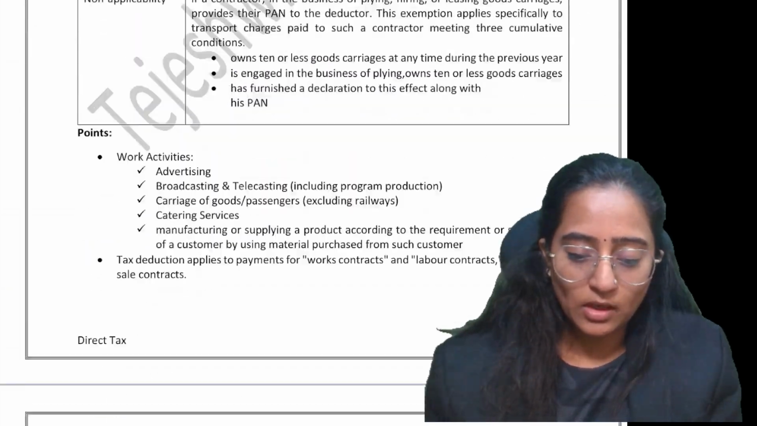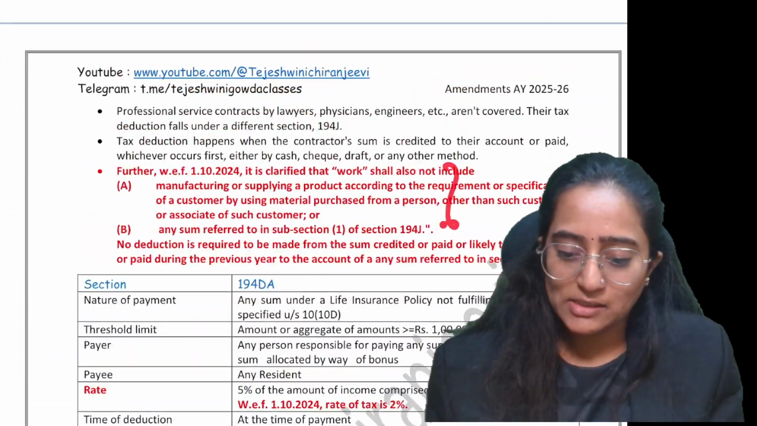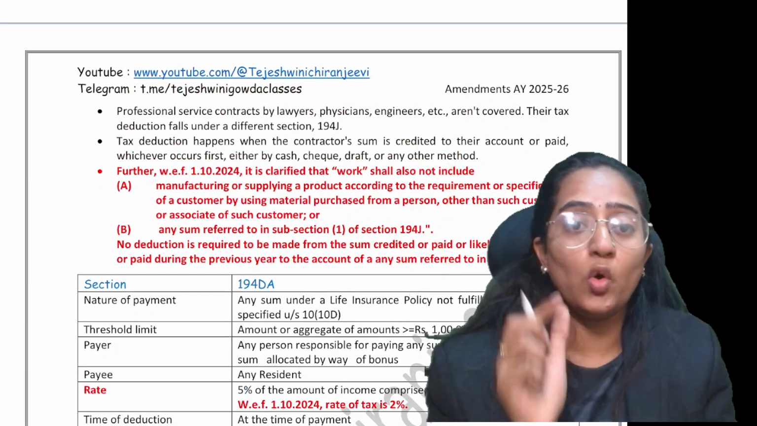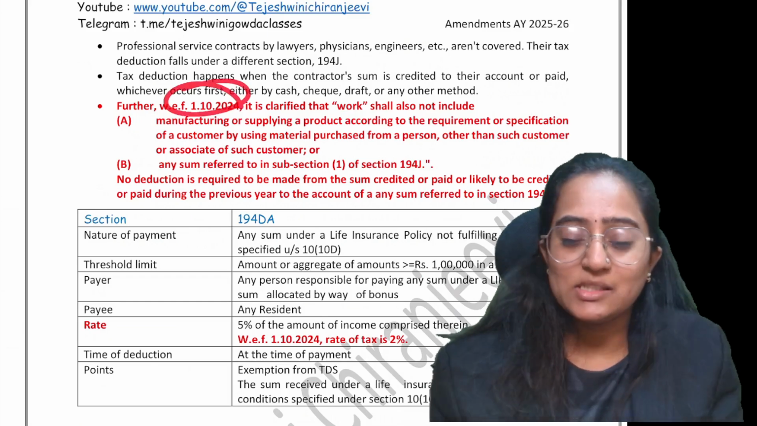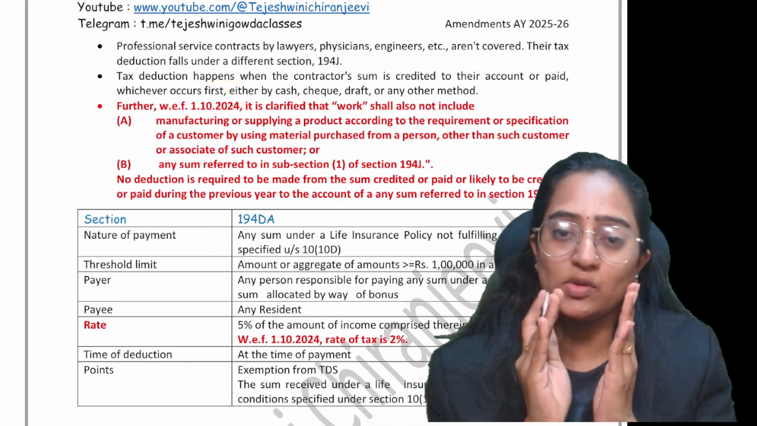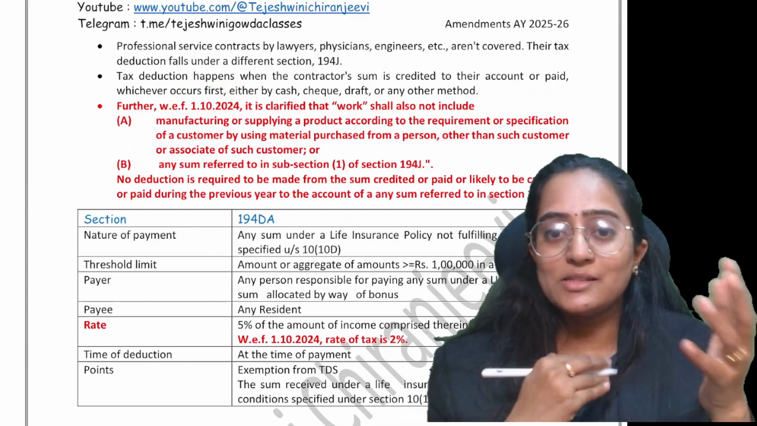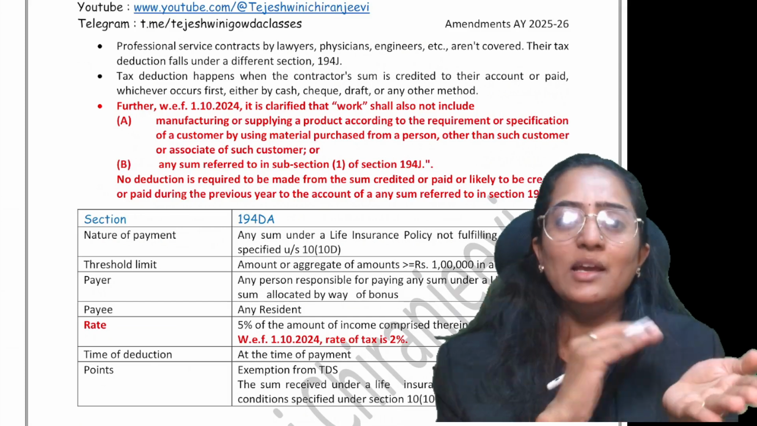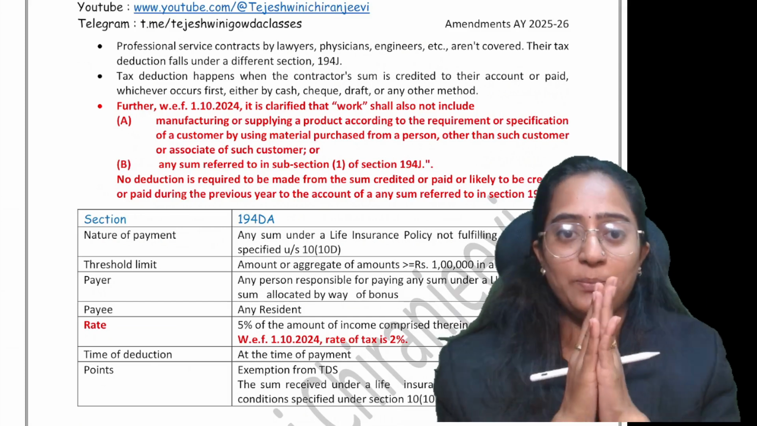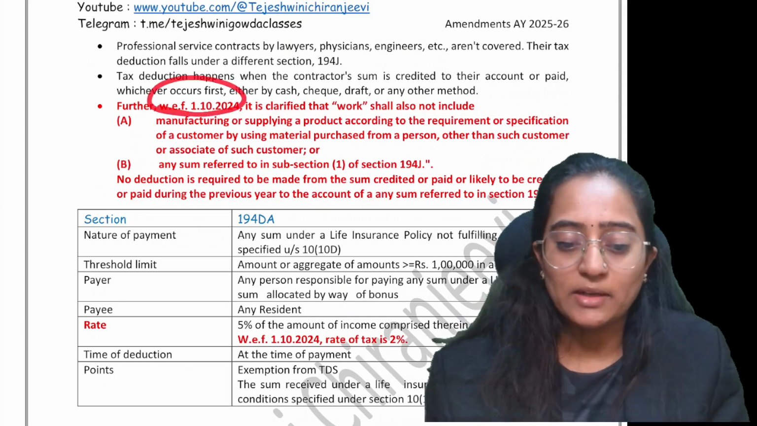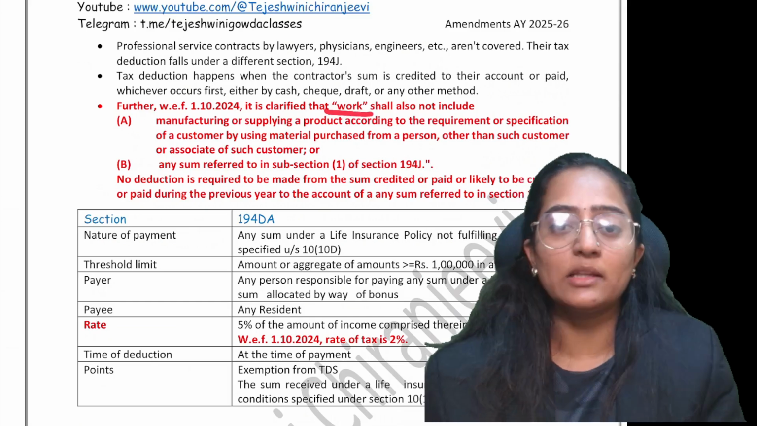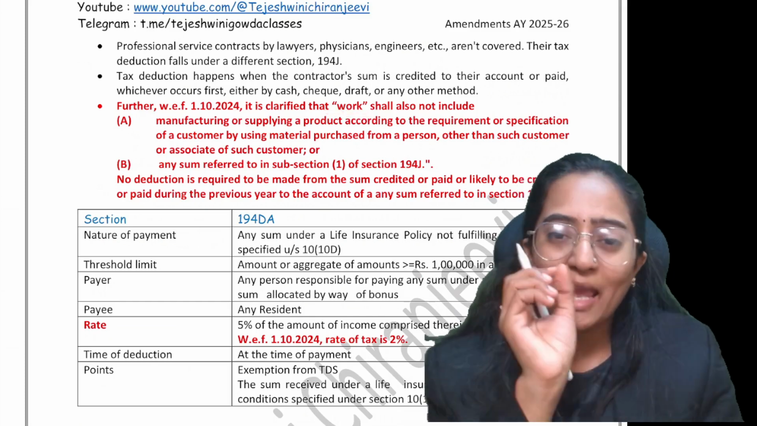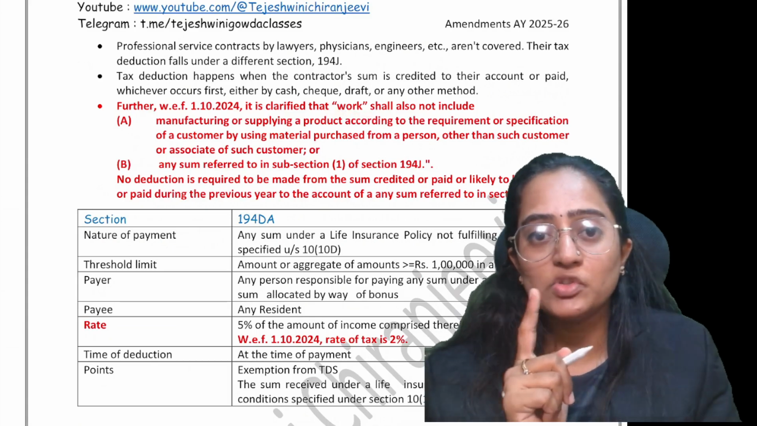Okay. Section 194C gave a small understanding relating to the concept of work. With effect from this date, first of all, 194C is the section wherein there is a contractor and a contractee. The contractor gives services to the contractee, and deduction of TDS needs to happen. So, with effect from 1/10/2024, it is clarified that the definition of work shall not include anything which is given under section 194J.